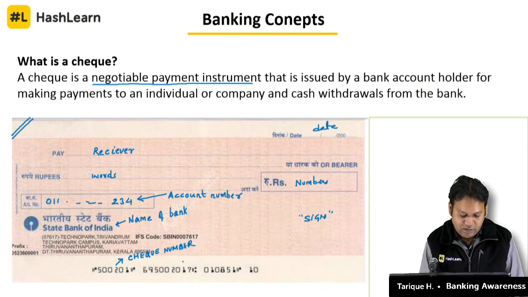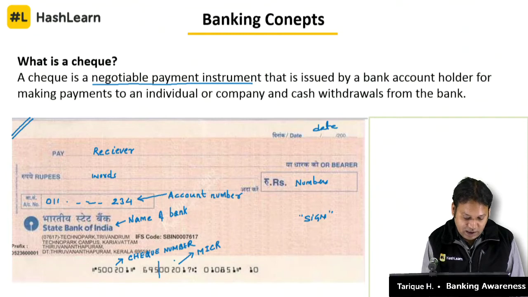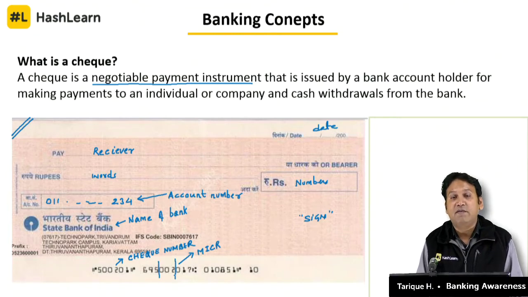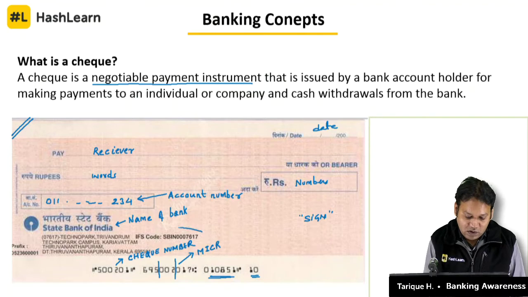And here we have what is called the MICR code. MICR is the magnetic ink character reader, and it is a 9-digit code which gives information about the bank, the branch, and the account. Then we have the serial number here, which is the banking code and serial number of the check. So the main things to know about are the check number, the MICR, and also the IFS code.